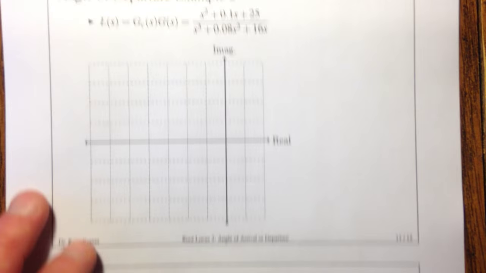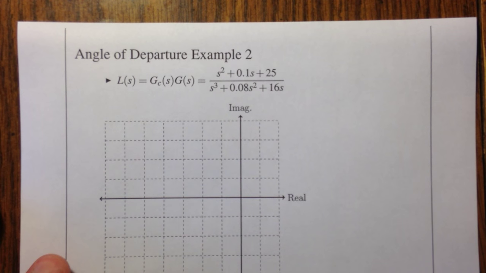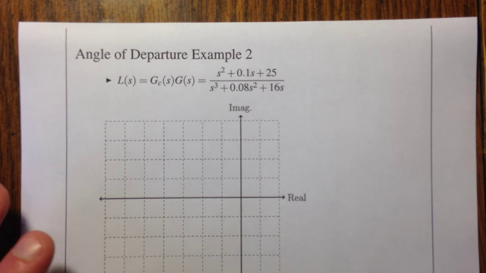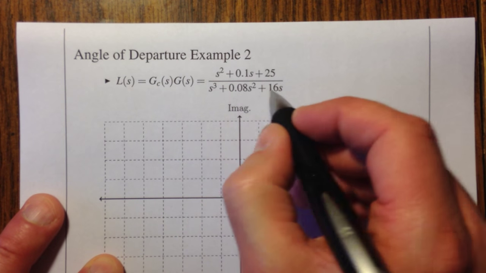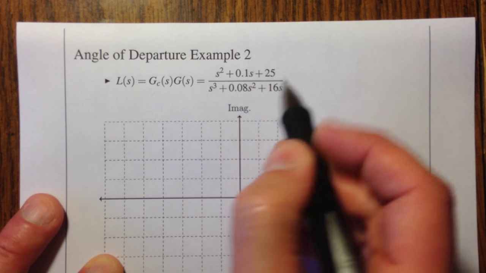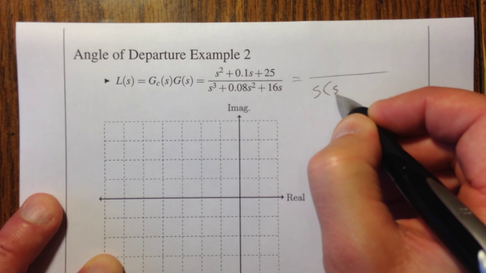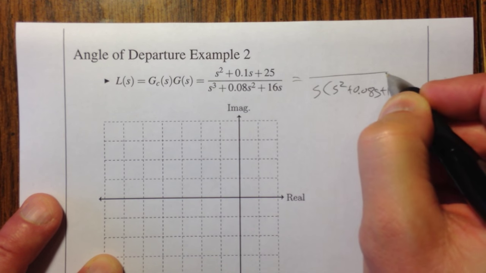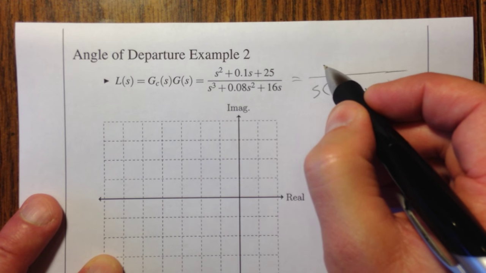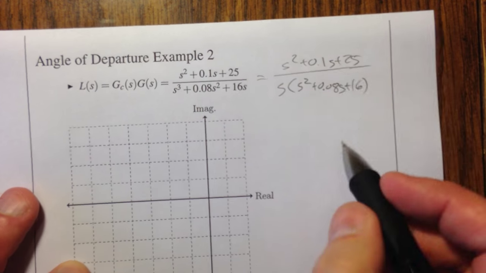Okay, let's do at least one more example. This is actually the numeric example of the introductory sketch that I did. Well, close. Maybe I screwed that up just a little bit. So I've got a cubic here, but it's got a pure integrator. So I can factor my denominator into s times s squared plus 0.08s plus 16, with s squared plus 0.1s plus 25 in the numerator.